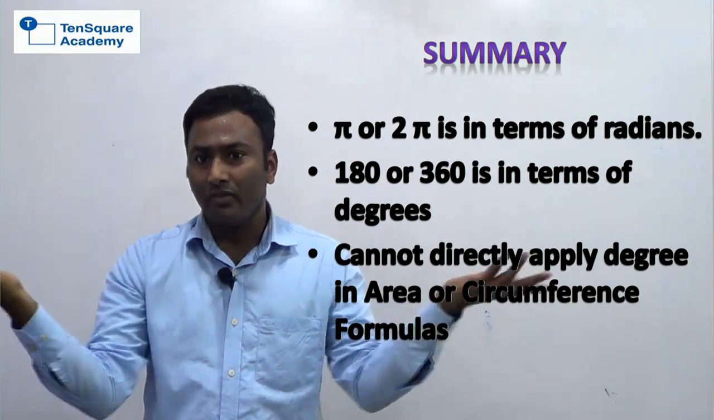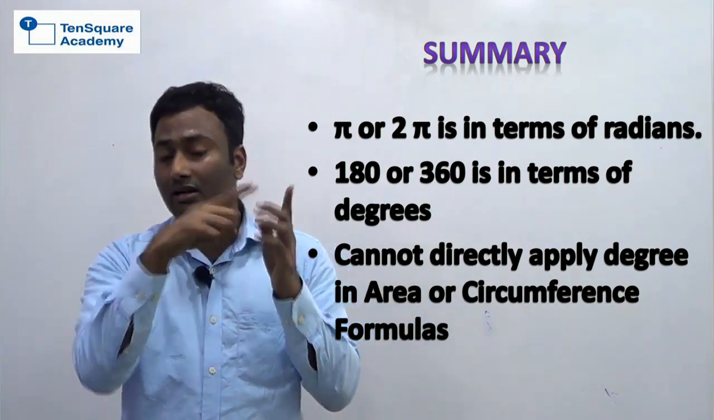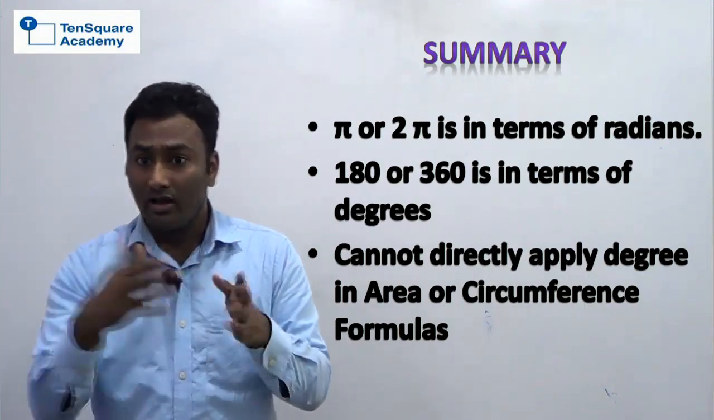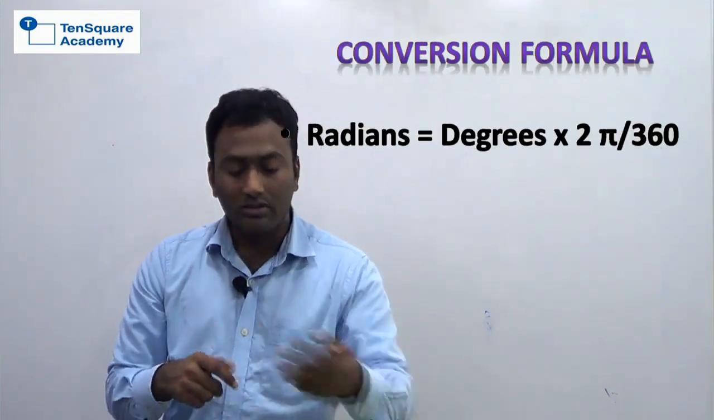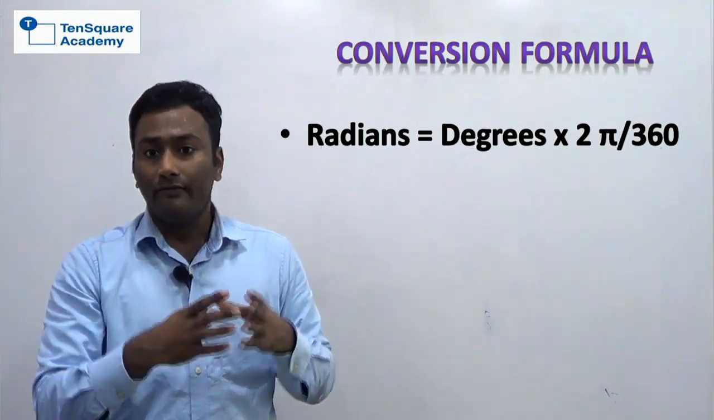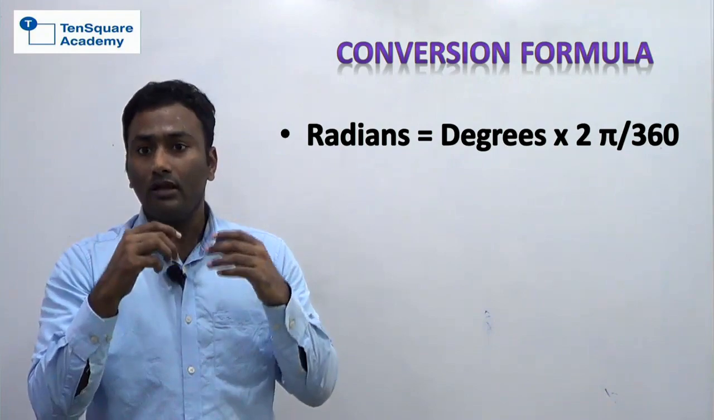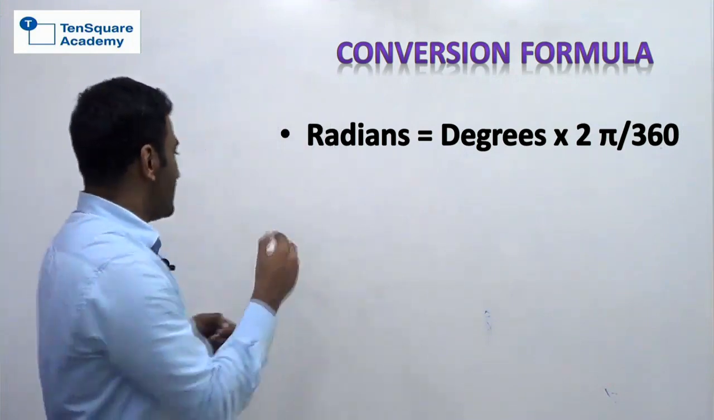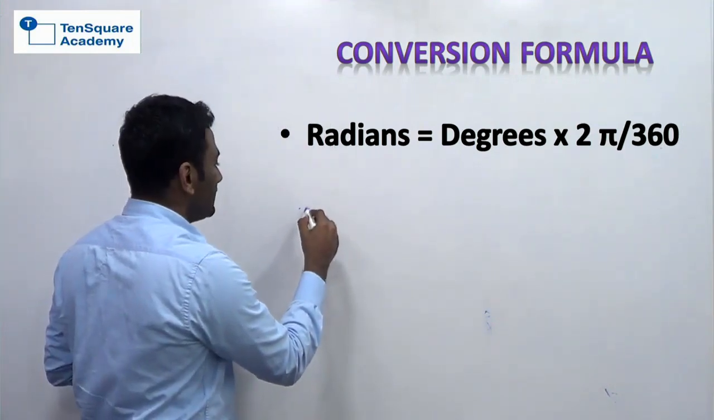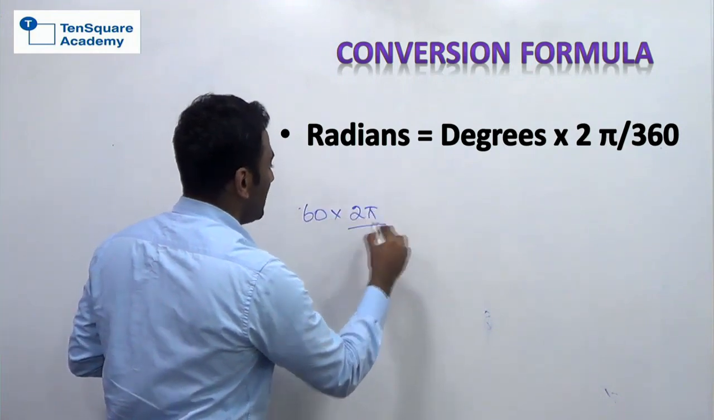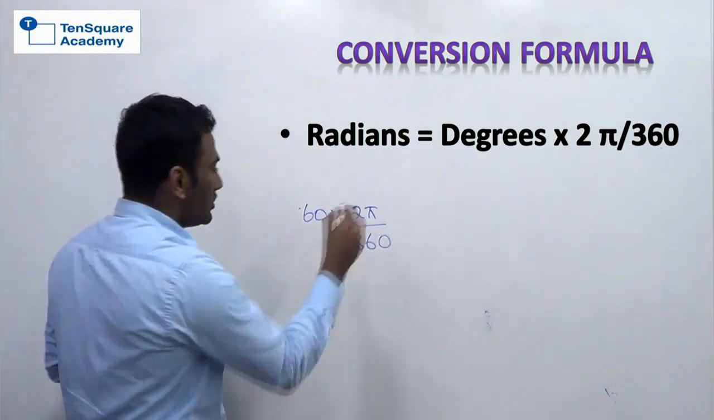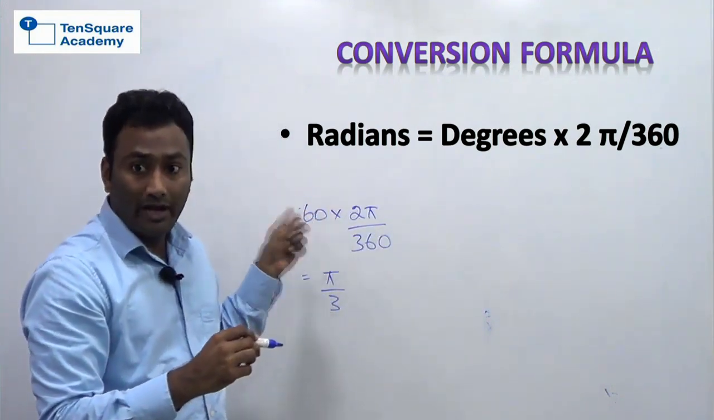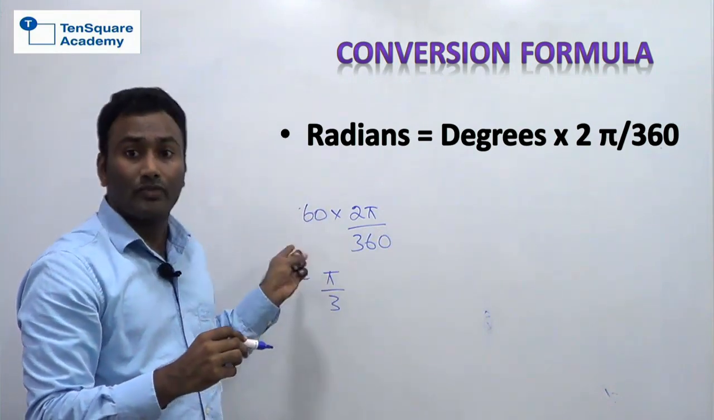So how do I convert, let's say, 30 degrees? In the earlier slide, I equated 30 degrees to pi by 6. So how do I convert it? This is the conversion formula. If the value is given in terms of degrees, for example, 60 degrees, to convert that to radians, it is 60 into 2 pi divided by 360. So what do I get? I will cancel this and I will get pi by 3. So 60 degrees corresponds to pi by 3 in terms of radians.